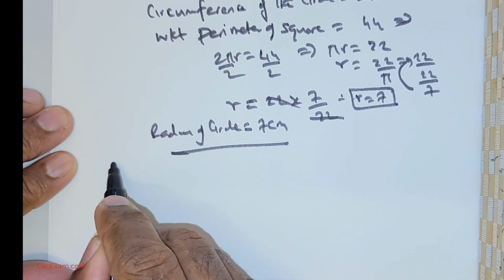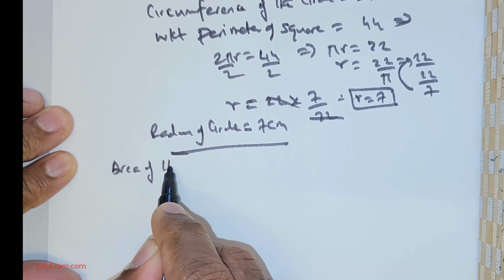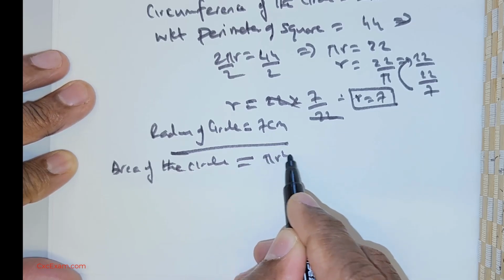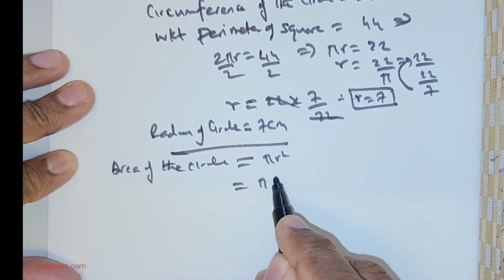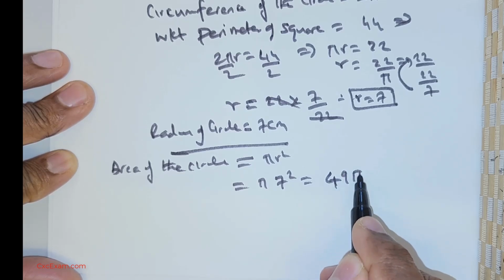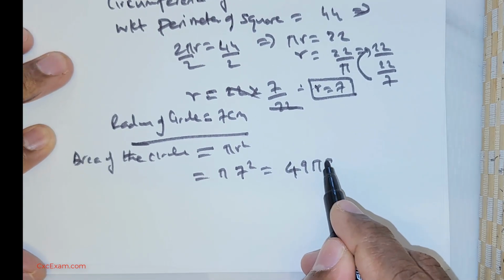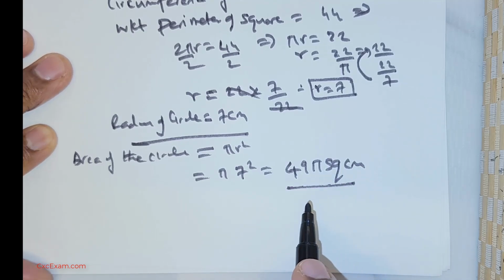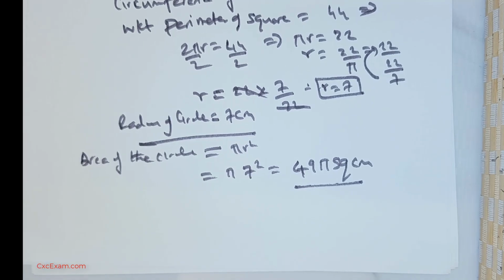Okay, now they are asking us to find the area of the circle. Now the circle area is given as pi r squared, which is nothing but pi times 7 squared, which is nothing but 49 pi square units, in this case square cm. Okay. So that's the solution for that particular question.